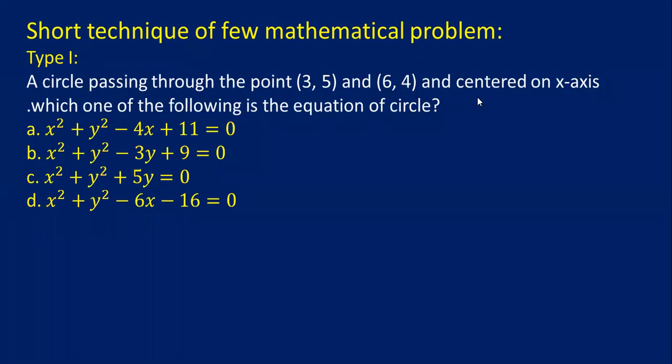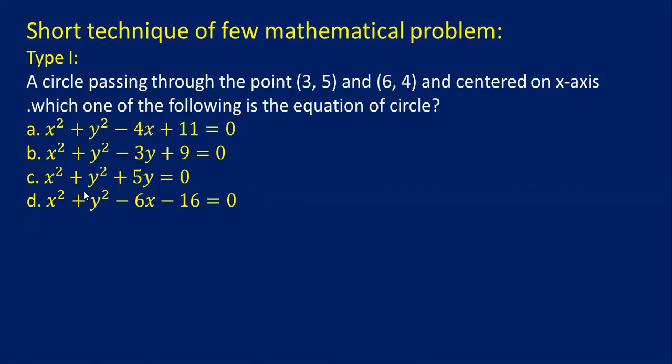Now we'll see: centered on the x-axis means f equals 0. We will find out where f is 0. Option A: x² + y² − 4x + 11 = 0, there is no f, so this option we can take. x² + y² − 3y has a y term, so that option will not be considered.